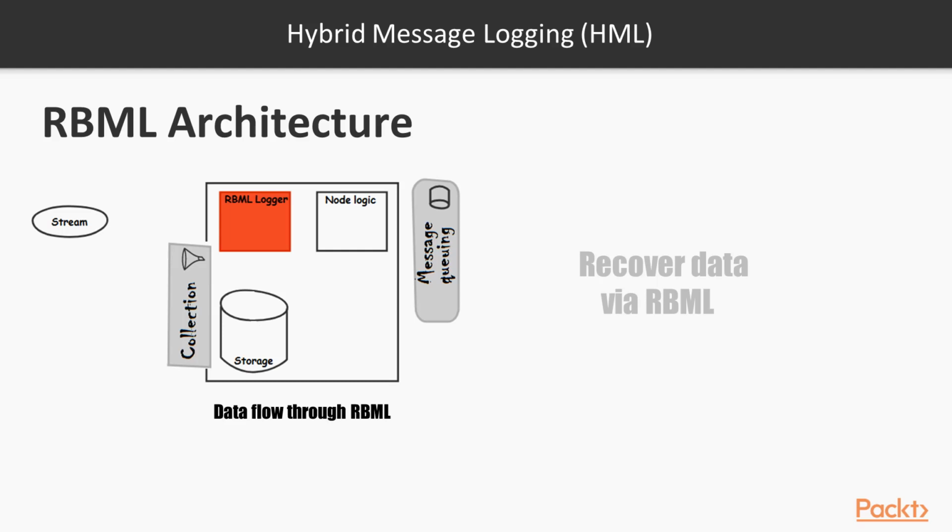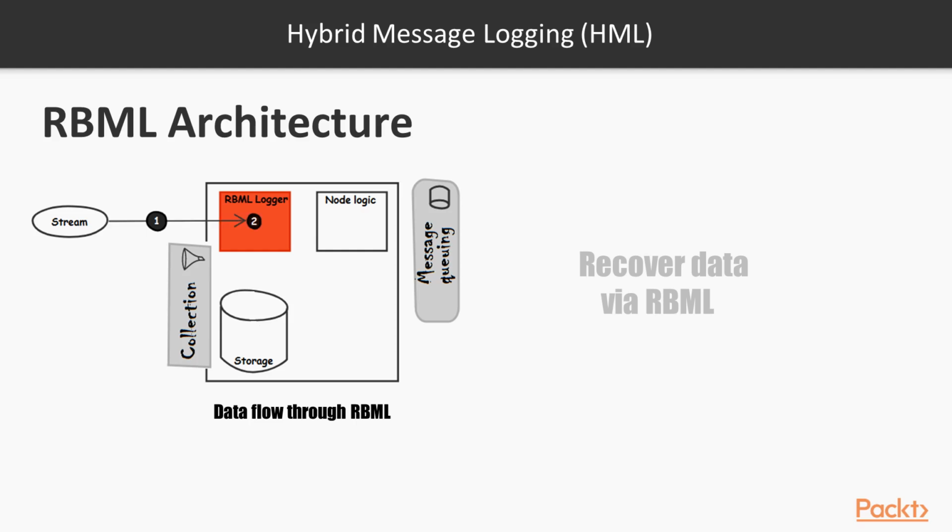So we have a stream and the collection and message queuing tiers. The collection tier contains a stable storage, some business logic represented by the node logic component, and the RBML logger. At the first step, a message is sent from a data producer. For example, the meetup RSVP endpoint is sending an RSVP.